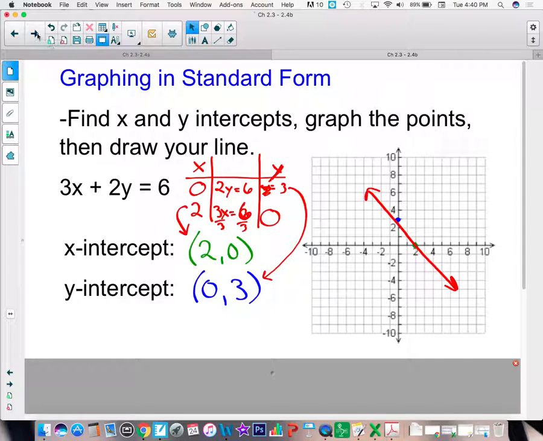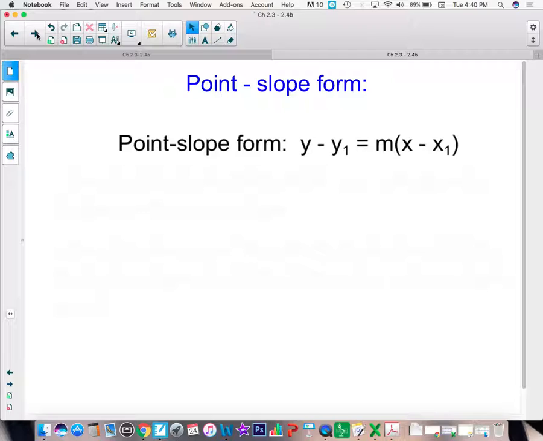So on to the next example here. We're going to use point slope form today. So point slope form is that right there. So go ahead and pause the video, write that form down, and we're going to use that coming up here.